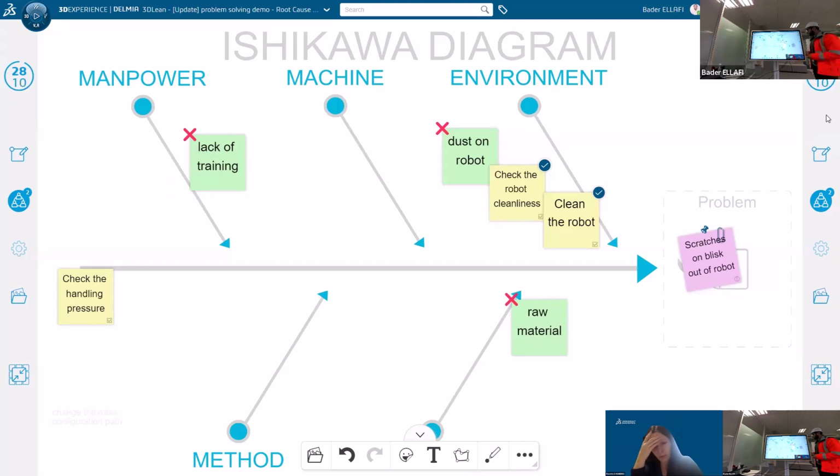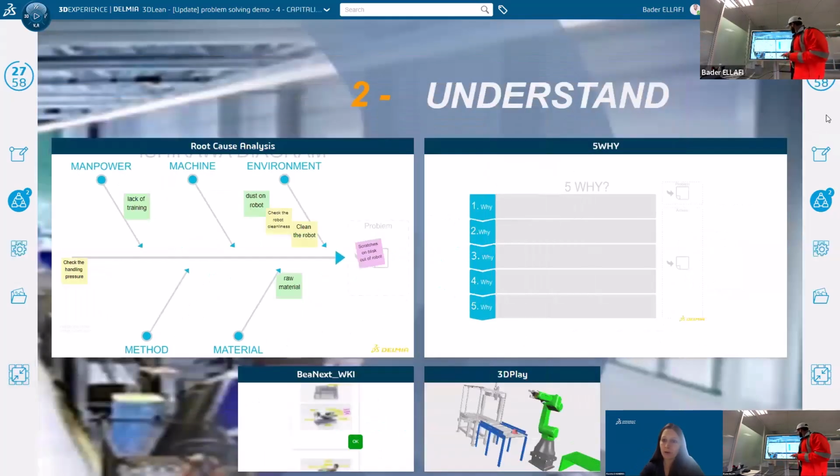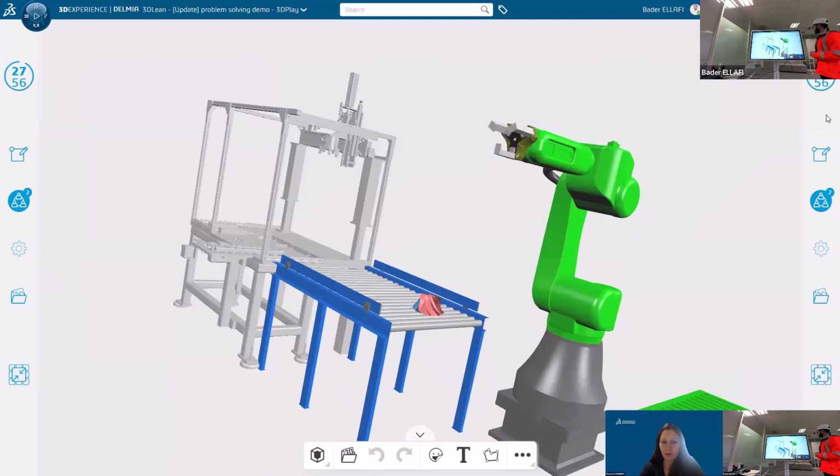I already saw this problem before, and it was due to the robot configuration. Maybe you can go to the 3D of the robot. Yes. Okay. And here, in fact, it was due to the configuration of the path which the robot took the part, and it was creating some scratches.